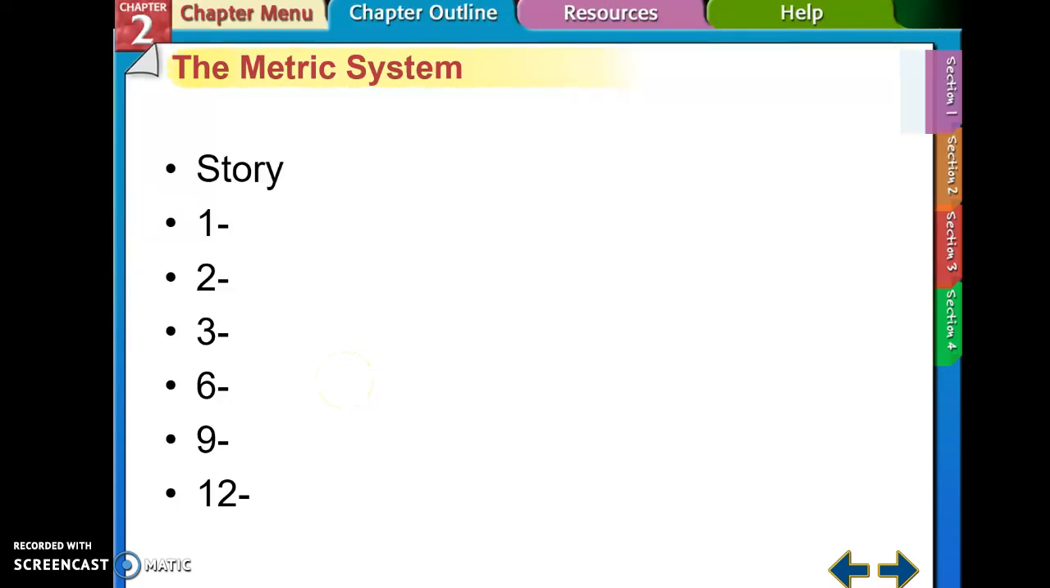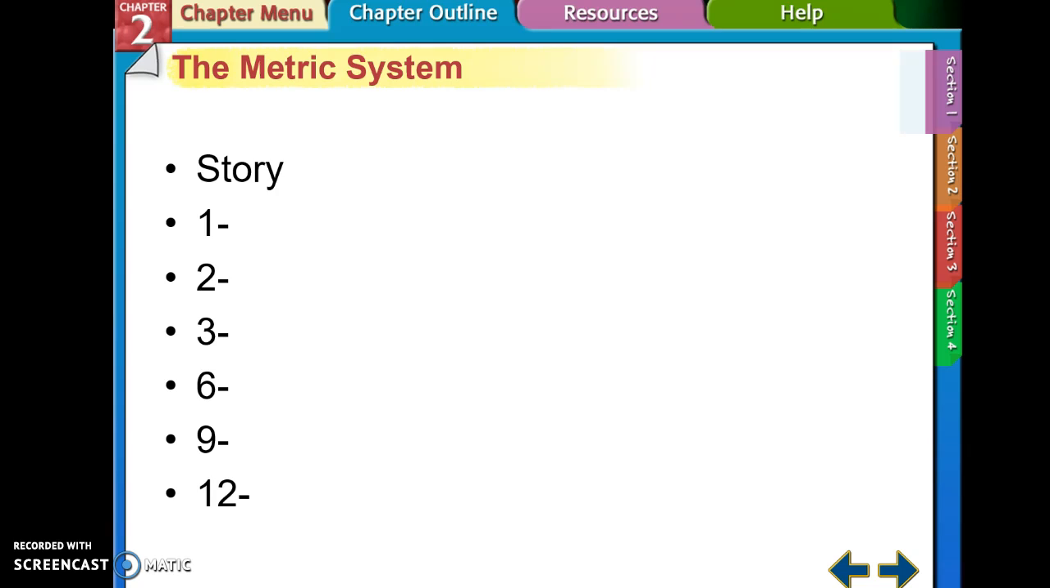Alright, y'all, we're back, and we're going to talk about the metric system. So remember that in the United States, we use what's called the imperial system, and most of the rest of the world uses the metric system. So I'm going to tell a quick story to hopefully help you remember the metric prefixes.